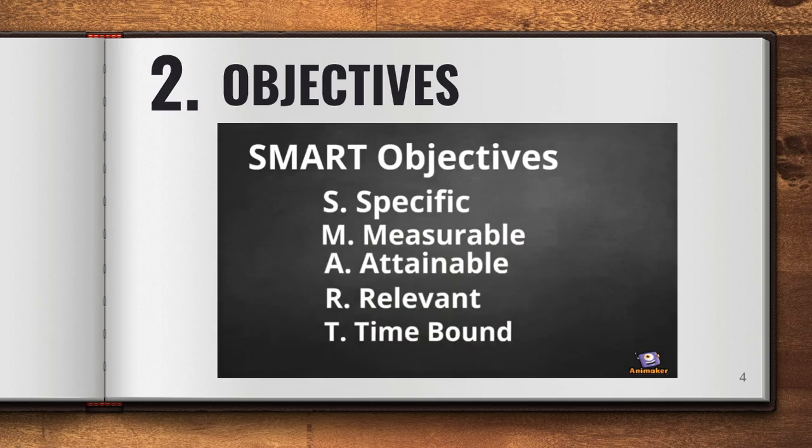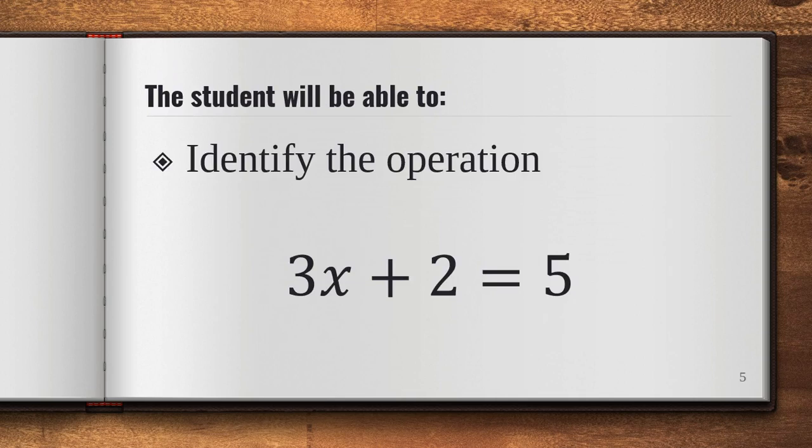M for measurable stands for when the module comes to an end, can I affirm that the students have mastered the objective? A, can this objective be reasonably accomplished by my learner? The R, does the objective even have to do with the skill that I'm trying to teach? And T, can the objective be accomplished in a reasonable amount of time? I created this SMART objective video using the software Animaker.